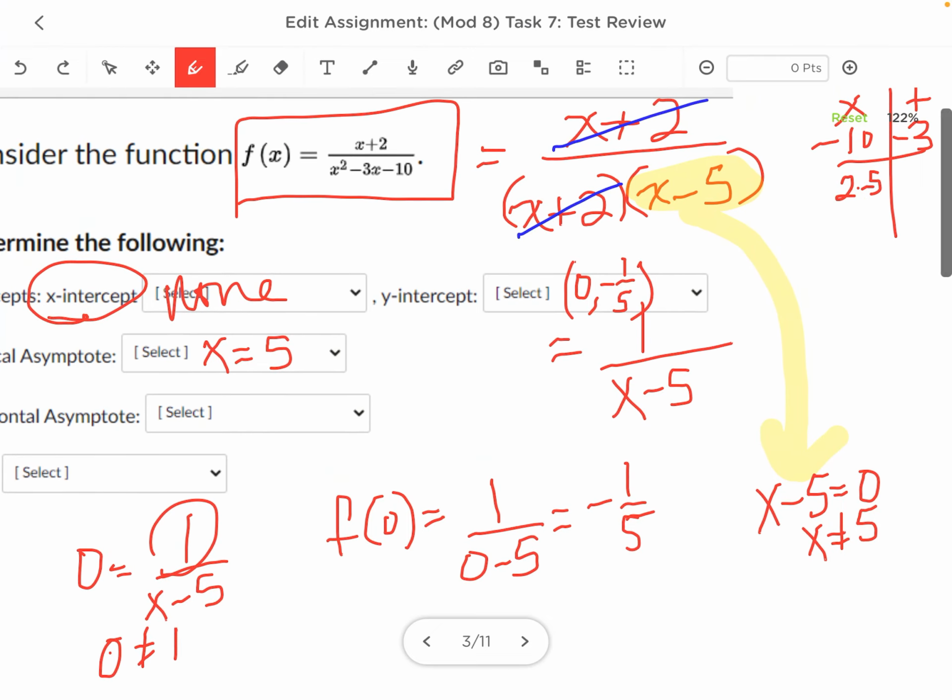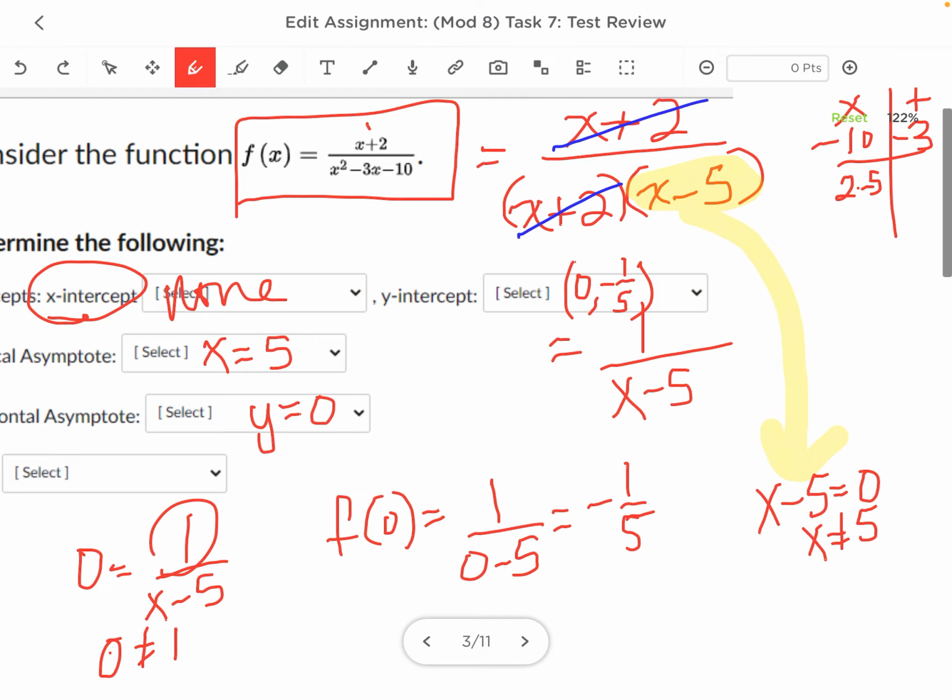My horizontal asymptote comes from up here. My numerator is less than my denominator, degree. That's got an exponent of 1. That's got an exponent of 2. Anytime my numerator is less than my denominator, it is going to be y equals 0.